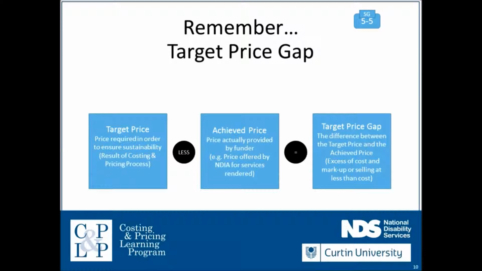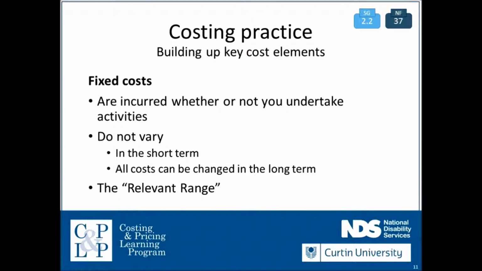If your target price gap is positive for a particular activity or all of your activities, this is a very good thing for your organisation, and you should plan and strategise accordingly to take advantage of that particular outcome. Let's move now to some of the key cost elements within costing practice itself.